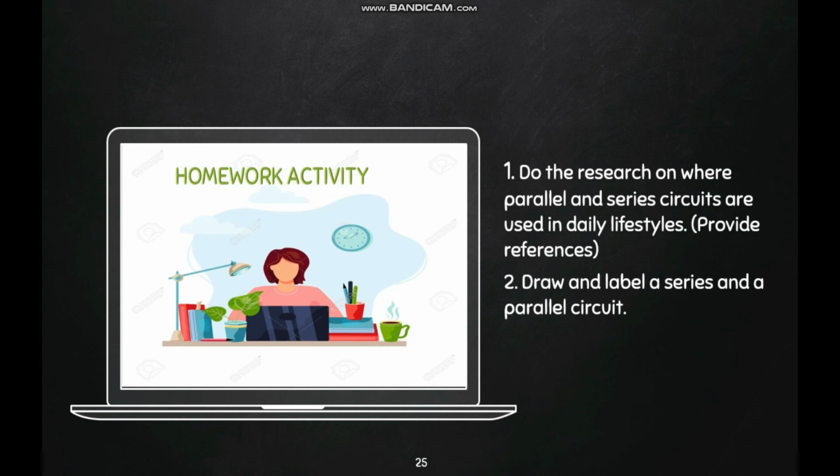Okay students, this is your homework activity. We have 2 questions, and question number 1 is to do research on where parallel and series circuits are used in daily life. You have to do research on this to get your answers, and I hope you will all attempt these questions at home. We are going to mark these questions in our next lesson, so make sure to attempt these 2 questions and be ready.